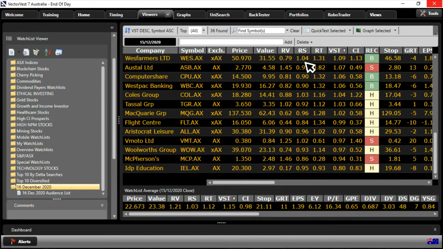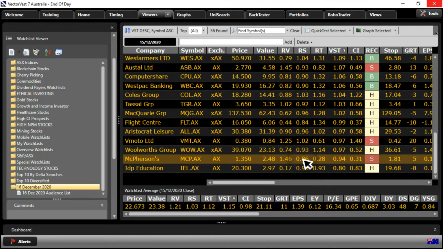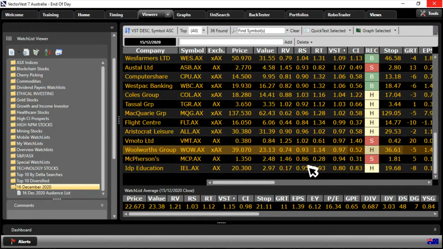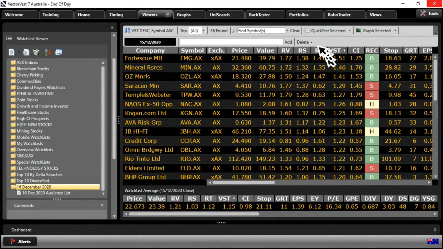Come down to the bottom of the list as the fundamentals and technicals deteriorate. There's IDP again, McPherson's, Woolworths. These are below 1. So these companies' financials as they stand right now are not as strong as the financials here. So I want that RS score to be as high as possible. In Australia, same as for the US as well, if you can find relative safety scores of 1.4 or better, then you've got a very, very strong company from a financial perspective. 1.4 is excellent. So Fortescue Metals is just shy of excellent.